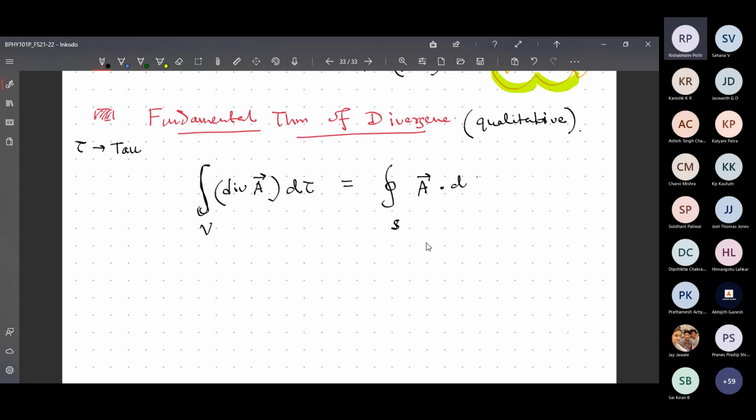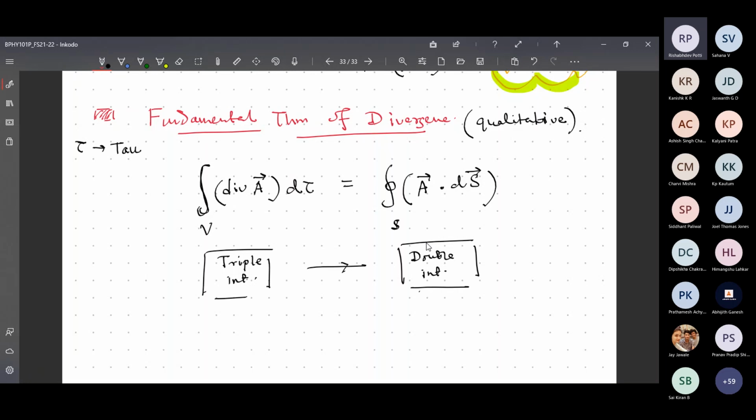It is over a closed area, right? Yeah, correct. Over a surface. So the left hand side is a triple integral, and the right hand side is a double integral. My input is a triple integral, and my output is a double integral. You can sense the overall idea in this way.